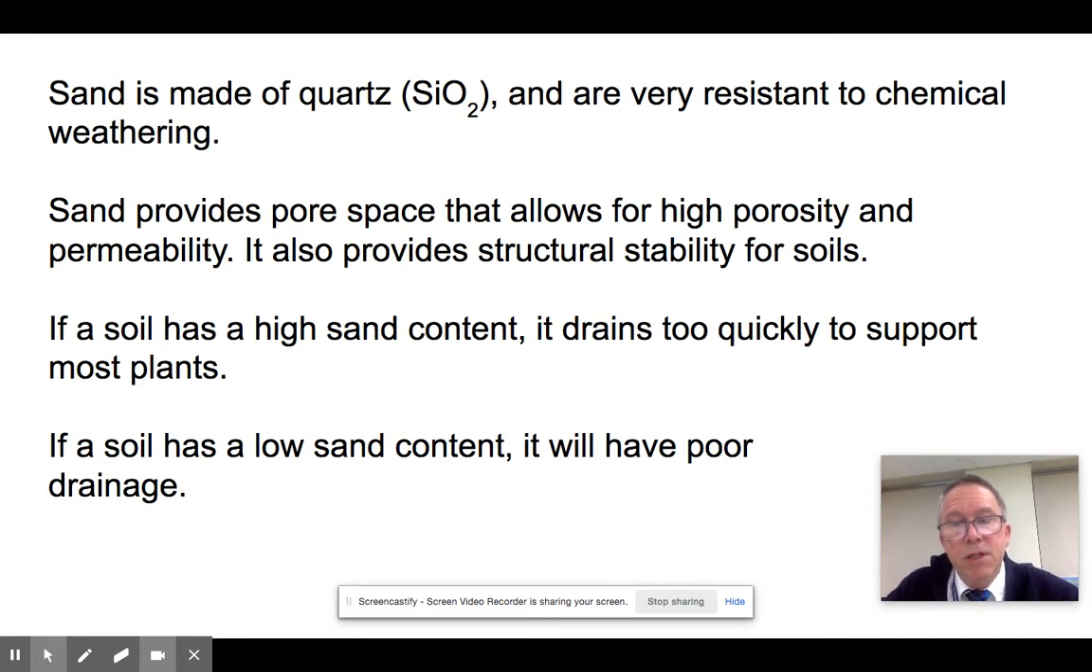It's also structurally pretty sound. I think it's a lot easier to walk on sand than it is to walk on mud, isn't it? Because it provides more structure. And we need structure for plants to grow. We don't want them sinking in.